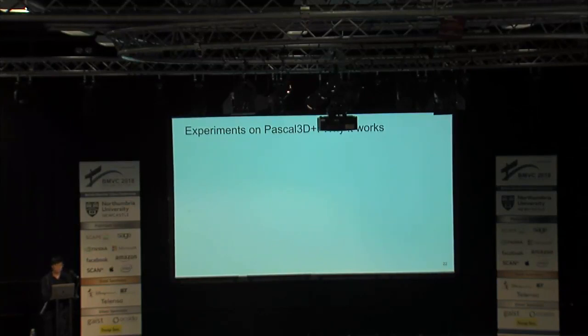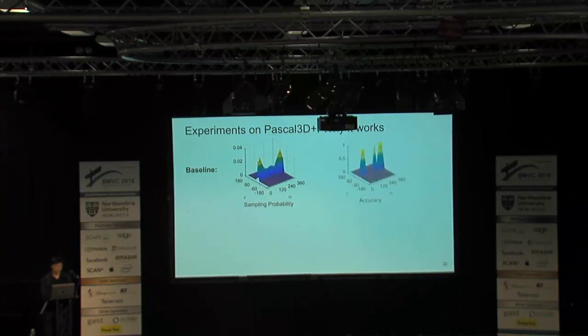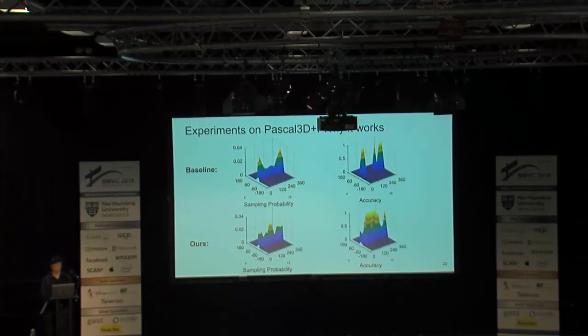We also investigate why our algorithm works. In the baseline method, they sample training data from a fixed distribution, which finally leads to an imbalance of accuracy distribution with respect to the rendering parameters. In our method, we sample more data from regions that have lower accuracy so that the accuracy of these regions increases without compromising other regions too much.